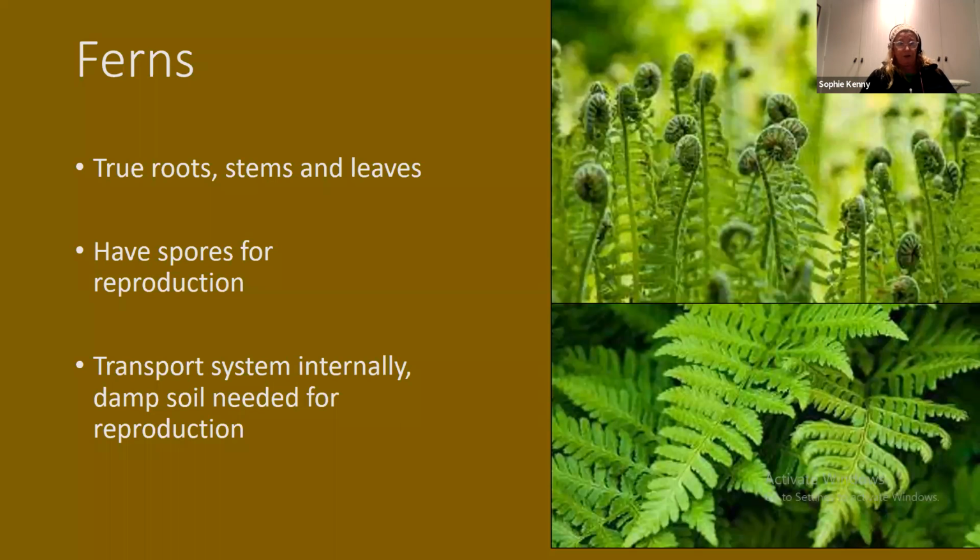And then you've got ferns. So ferns can get a bit bigger. Ferns have true roots and stems. They have spores for reproduction. And that's where that vascular system came into evolution. They can transport nutrients and water internally, but they still need water to reproduce. They need to be in a damp soil.